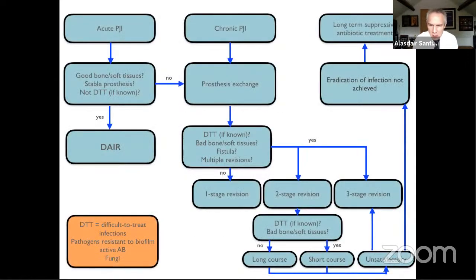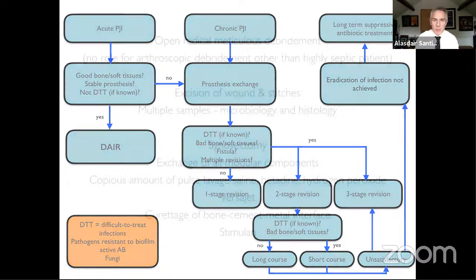And again, another algorithm, there is a number of options, and I know Peter's going to talk about two-stage revisions and one-stage revisions. So basically everything on that right side of the algorithm we're going to ignore, because DAIR really only comes to those acute PJIs that you've got good soft tissues, a stable prosthesis, you've got an organism you can treat, and that's there. And anytime you're going to move across the right, it's not really an option.